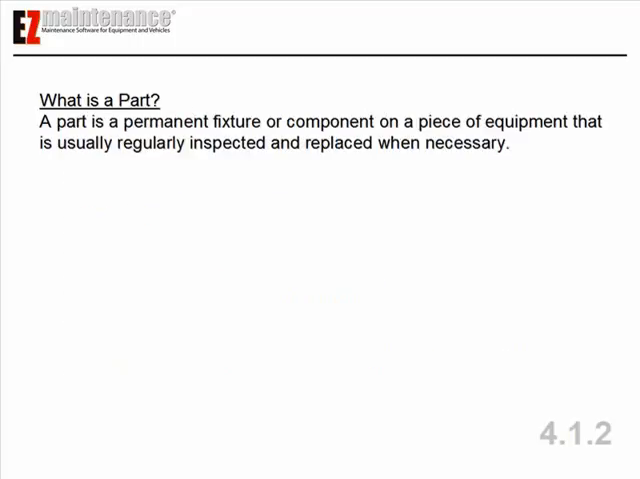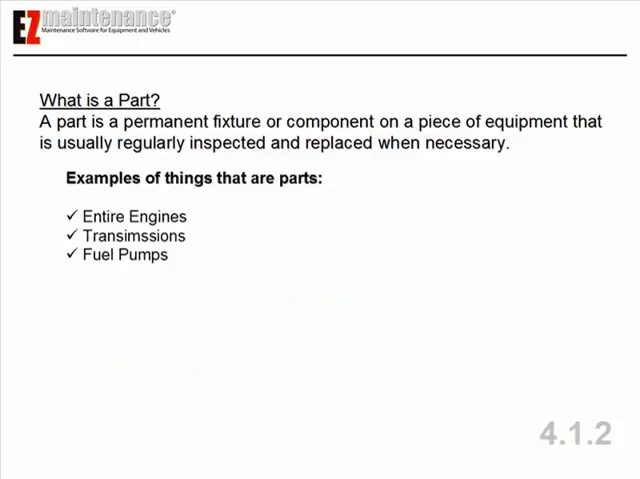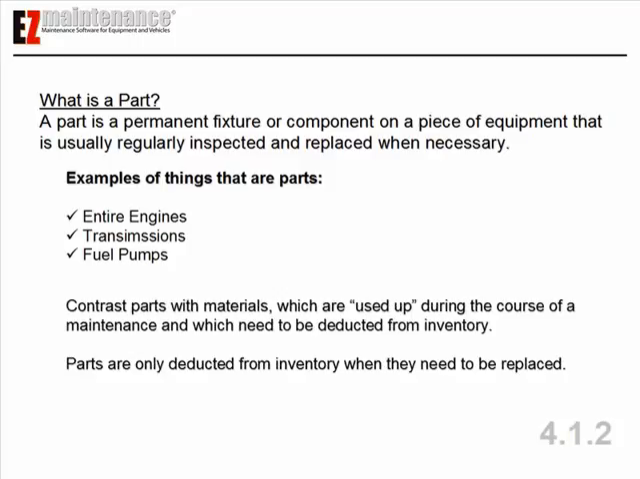The word part means a component of a piece of equipment or a vehicle that may need to be replaced, and you have a stock of replacement parts in your inventory. Good examples of items that should be treated as replacement parts in Easy Maintenance are entire engines, transmissions, fuel pumps, etc. Contrast this with materials, which are used up during the course of a maintenance event and need to be deducted from inventory.